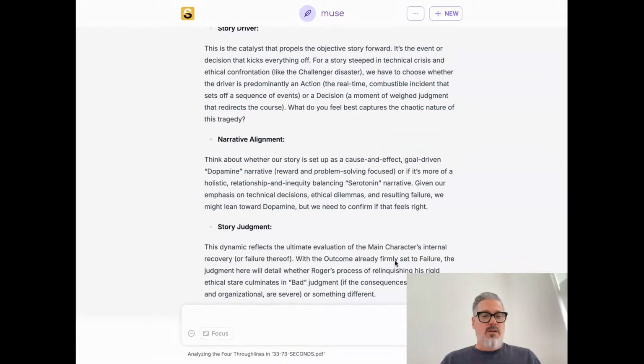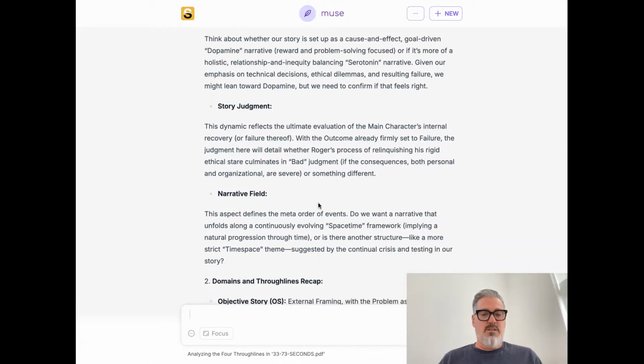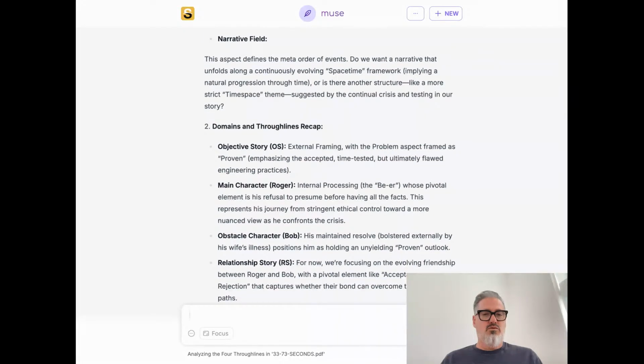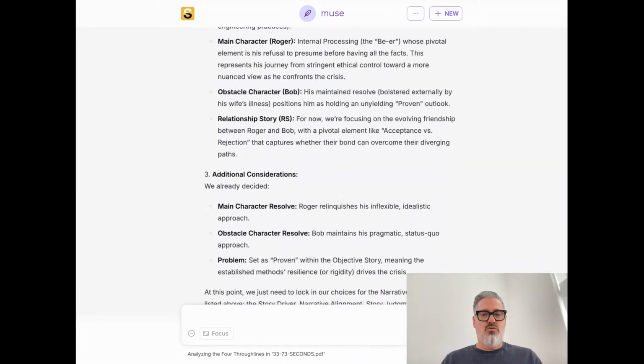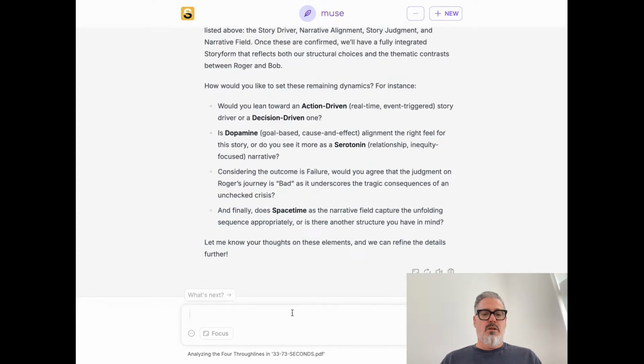Yep. Story judgment. The judgment here will detail whether Bob's process of relinquishing his rigid ethics culminates in bad judgment. This aspect defines the meta order of events. Do we want a narrative that unfolds a continuously evolving space time framework? Meaning, space is objective and time is, okay, subjective.